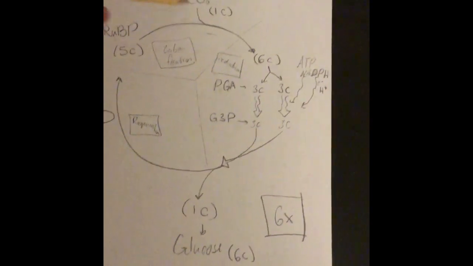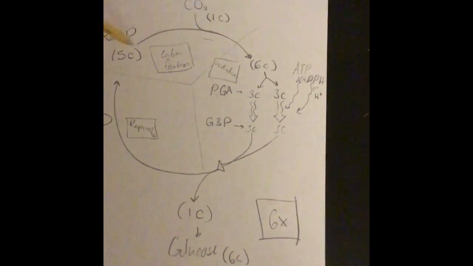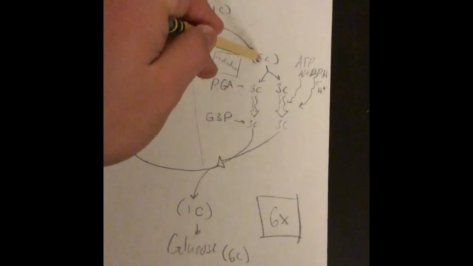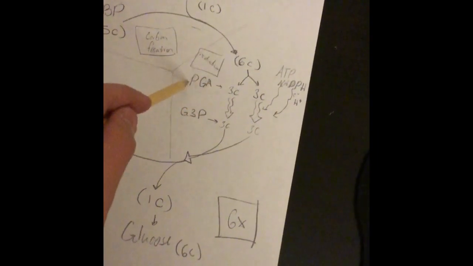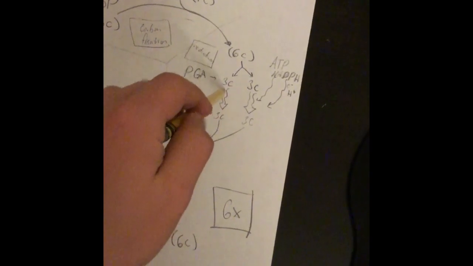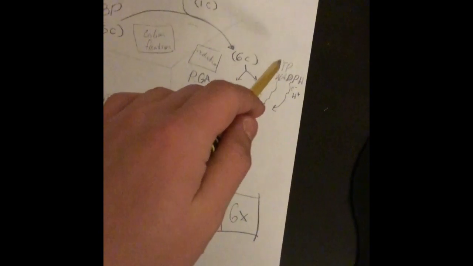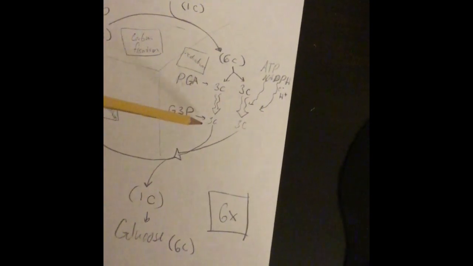And what it does is it combines with RuBP, which has 5 carbons in it, to create a 6 carbon molecule. But because the 6 carbon molecule is unstable, it instantly breaks, hence why it doesn't have a name. This breaks into PGA, which are 3 carbons, and what this does is it gains energy through ATP and NADPH's electrons and hydrogen, and this creates G3P, which is still 3 carbons.